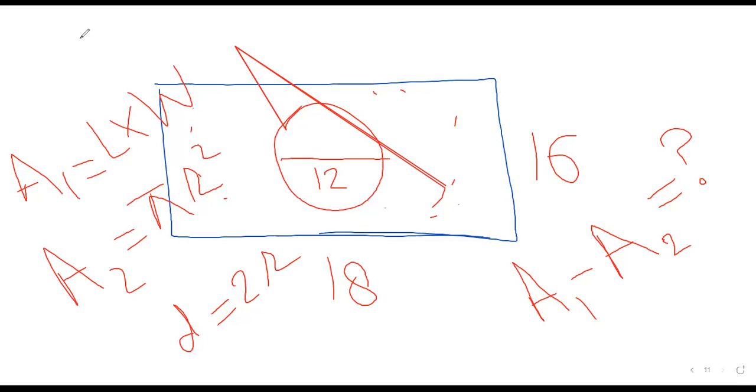Are you getting the answer? Yeah, I'm just writing it down right now. So it's 288 minus 12 pi. But should I actually use the actual value instead of just pi? So what is the answer? I am looking for the answer.